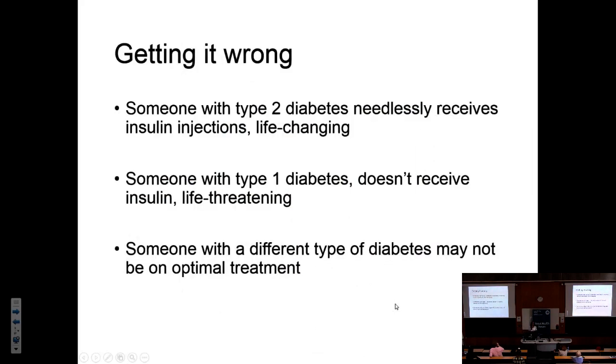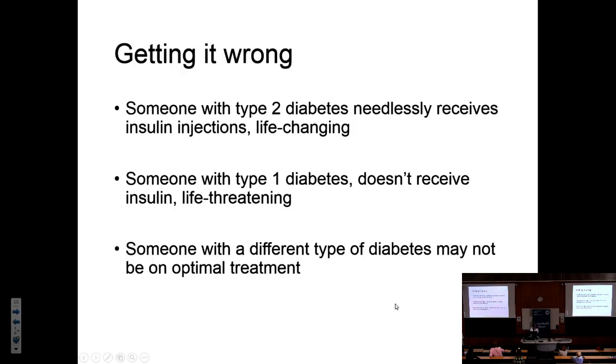Getting the subtype of diabetes wrong has a lot of implications. Someone with type 2 diabetes that is misdiagnosed as having type 1 diabetes, well, you could call that quite a significant inconvenience because they end up getting insulin injections. That's a life-changing intervention for them. They didn't actually need it.